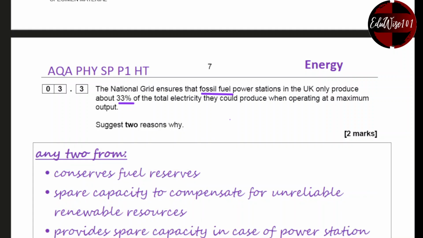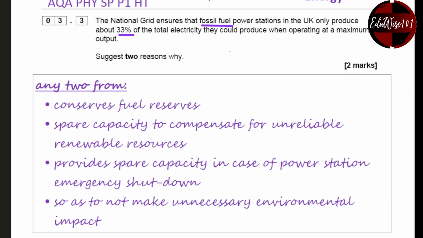To conserve fuel or to spare capacity to compensate for unreliable renewable sources. Now that's a fancy way of saying to make sure that they have enough fuel when there isn't any wind or sunlight. Or you could say provide spare capacity in case of power station emergency shutdown. Right? So let's say one of the power stations within the area shuts down, so another power station will need to provide more electricity to compensate for it. Or finally, you could say so as not to make unnecessary environmental impact.